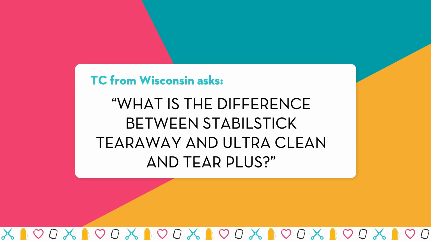Ooh, TC says, what's the difference between Stable Stick Tearaway and Ultra Clean and Tear Plus? So this is kind of a throwback to a couple seconds ago when we were talking about the towel. Stable Stick Tearaway is kind of the commercial world's most common stabilizer because in the commercial world they want it fast, they want it reliable, the same results over and over. And with Stable Stick, sticking a thing to a thing, you get a lot less shifting in the hoop, and it comes off really nicely. Yes, very crisp tear. It would be one of those essential stabilizers.